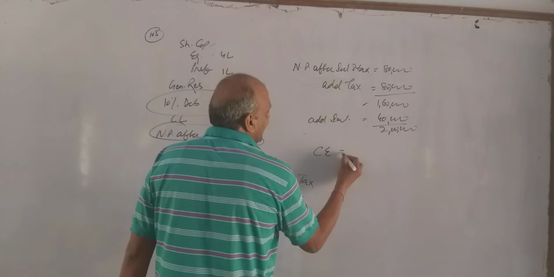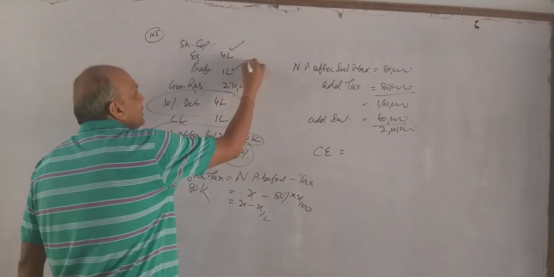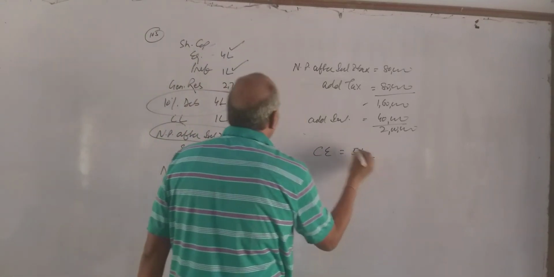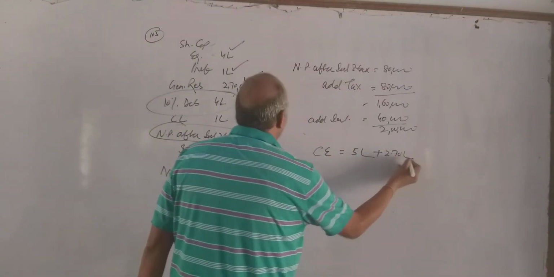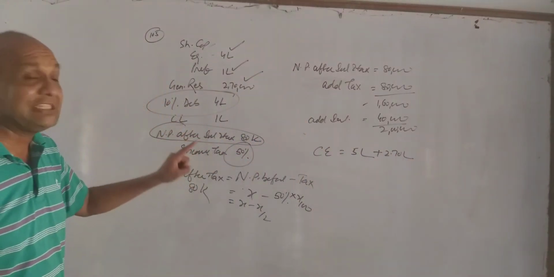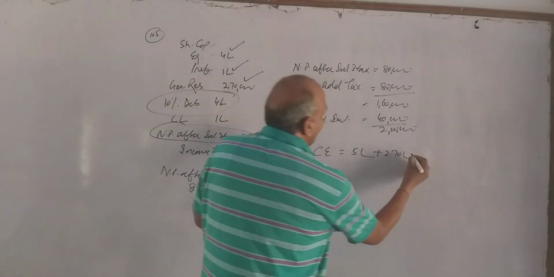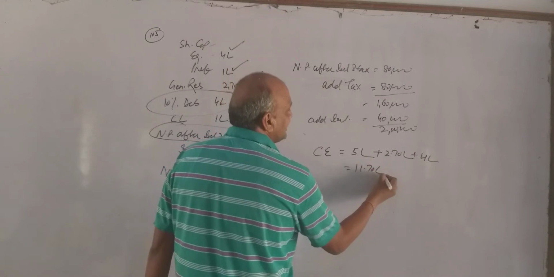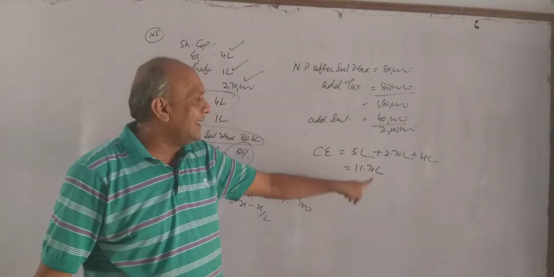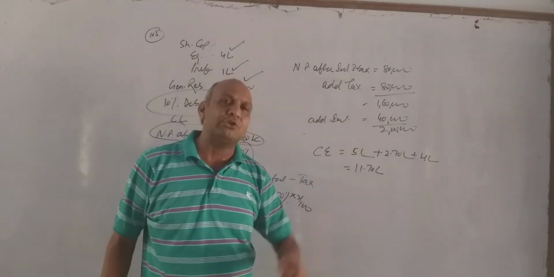Now we need capital employed. Share capital, equity plus preference 5 lakh. Reserve and surplus 2,70,000, and then NCL, non-current liability, debenture 4 lakh. This calculation comes to 11,70,000. Find the ratio: 2 lakh upon 11,70,000 into 100.